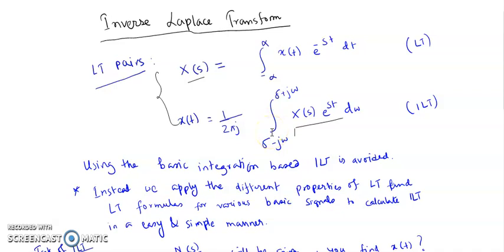it involves integration of X(s). So if X(s) is a large function, then the integration becomes very complicated. Also the limit sigma minus j omega that we have to determine accurately so that the exact x(t) can be evaluated. So this method of finding the inverse Laplace transform using the second equation is very complicated. That is why in practice we generally avoid this approach. The integration based method is avoided.